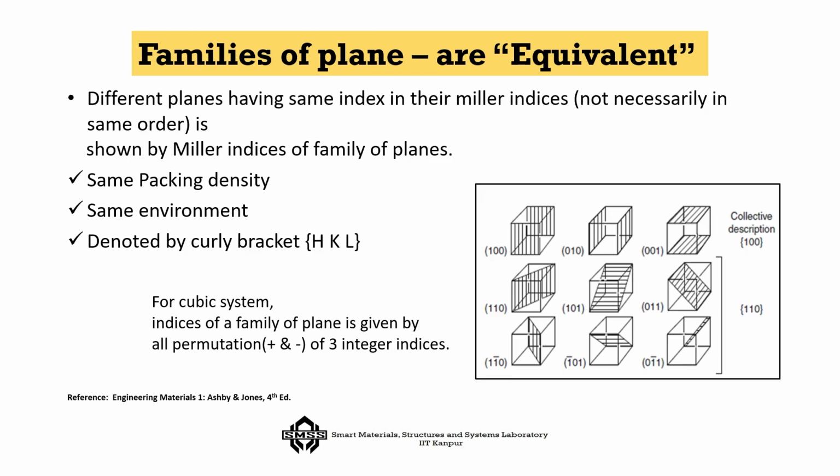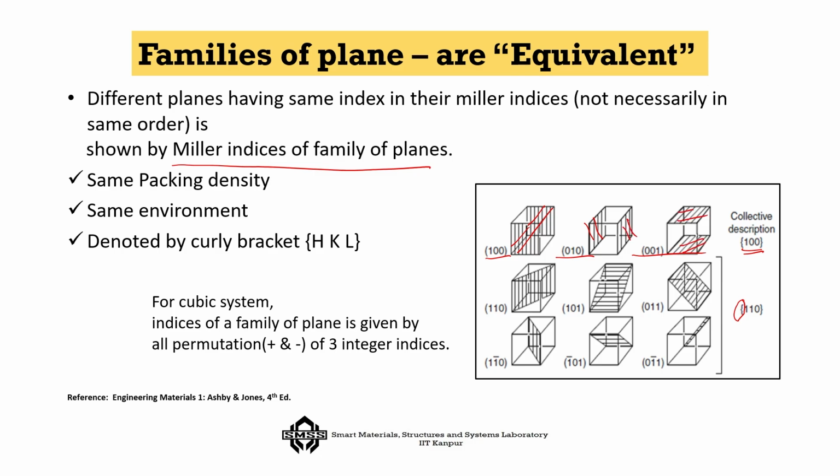Now, families of planes: which planes are equivalent? Different planes having the same indices in their Miller indices, not necessarily in the same order, are shown by the Miller indices of a family of planes. Earlier we had simple round brackets, and now the entire family is denoted through curly brackets. So, if I have a 1 0 0 description, that means of course 1 0 0, 0 1 0, 0 0 1, all the variations where only one term is 1.